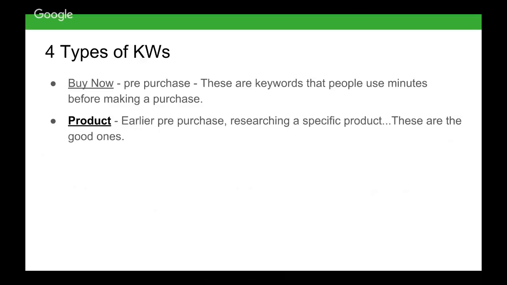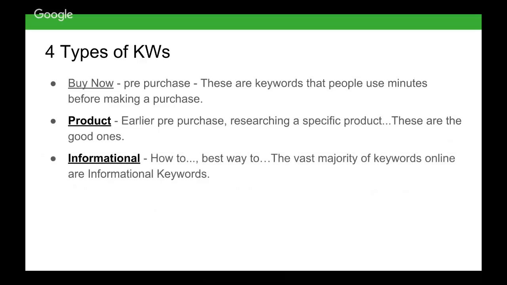Then there are product type keywords. It's a little bit earlier in the purchasing process. So someone is trying to figure out what type of product to buy, and they're researching reviews. So these are some of the good ones that we want to go after. So product is earlier in the buying cycle.